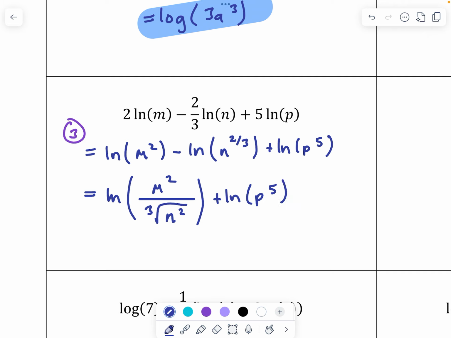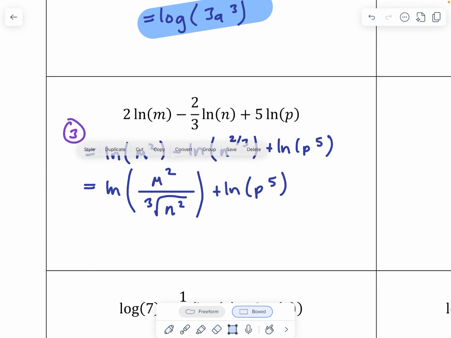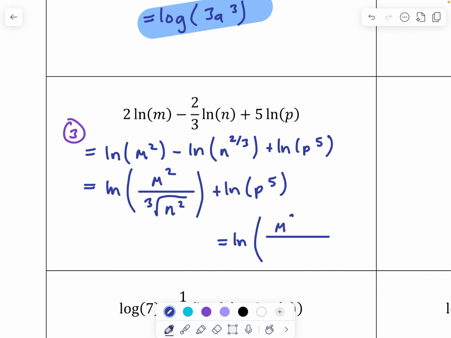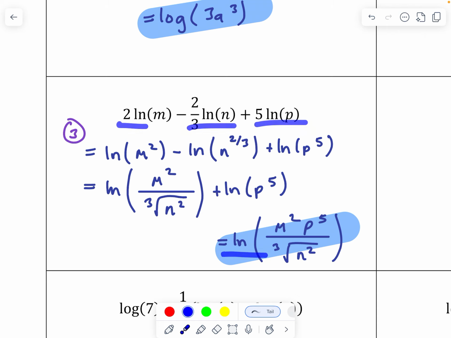And then we're going to multiply this p to the 5th for a final answer. Let me scrunch a little more room here. I'll write it right here. So the p to the 5th is going to join the m squared up top. And then we have our cube root of n squared in the bottom right there. That is the answer. So we took 3 logarithms and we wrote them as a single logarithm. Try the next one.